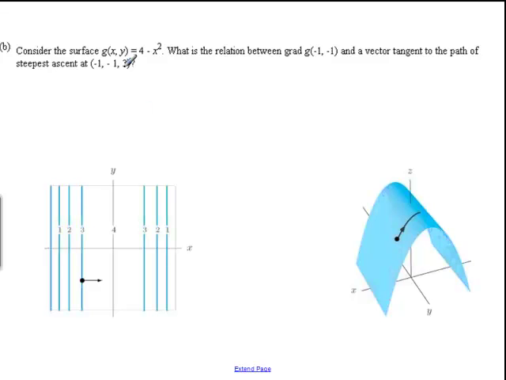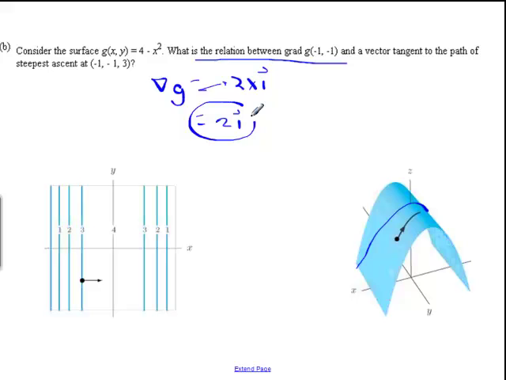Same idea here, same type of problem. We've got this 3D parabola, and what's the relationship with grad at negative 1, negative 1, which we know is just, well actually, it's just 2i, putting in negative 1 for x here. So that's my gradient vector here, and we can see at the point negative 1, negative 1, we have a vector pointing just in the i direction.